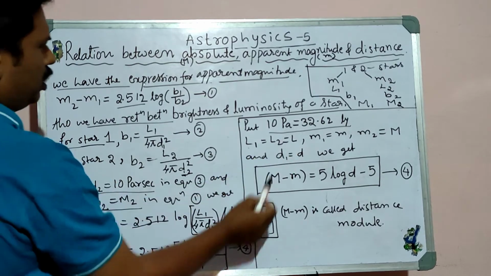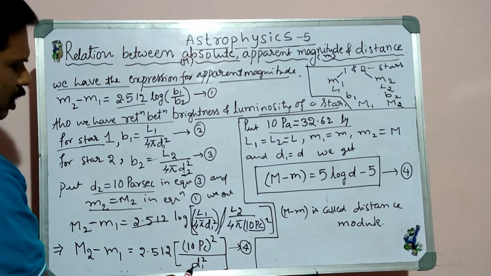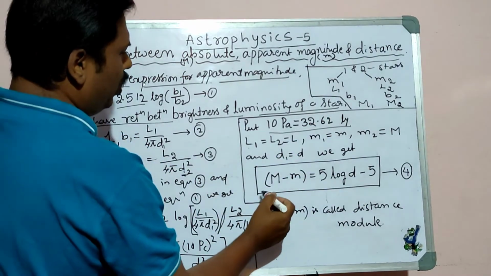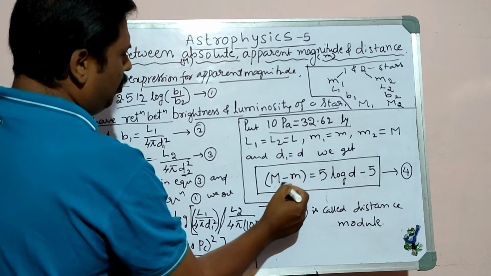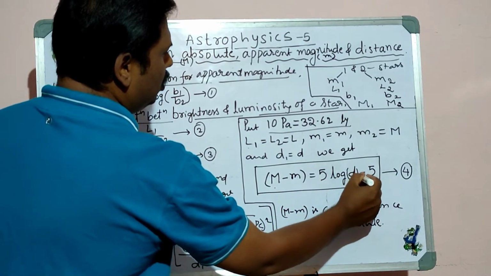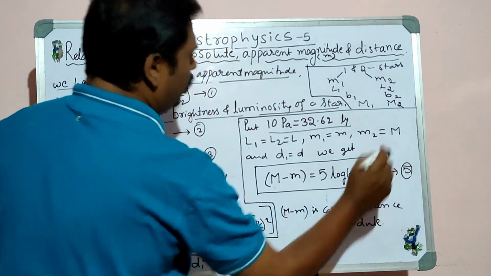In terms of the light year, 32.62 divided by d1 square. In place of d1, put d. Therefore, if you work this out, we get capital M minus small m is equal to 5 log d minus 5. Call it equation number 5.